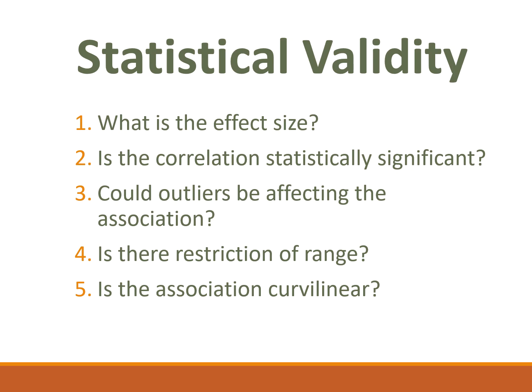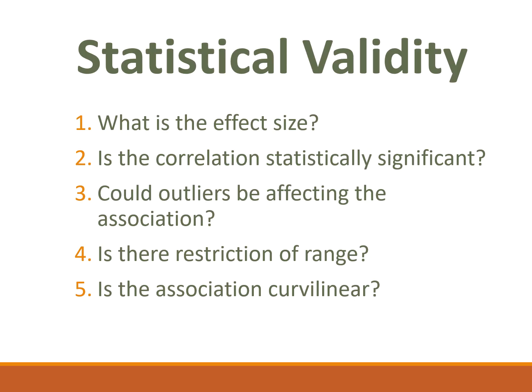We then want to ask, could outliers be affecting the association? And we're going to talk about outliers a little bit more as this lecture continues. Is there a restriction of range? That's another thing we're going to talk about. And finally, is the association curvilinear? So basically, these are also the assumptions of a bivariate correlation.